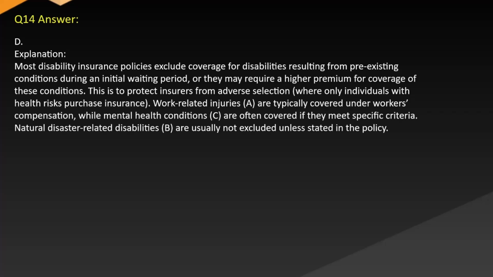Work-related injuries are typically covered under workers' compensation, while mental health conditions, C, are often covered if they meet specific criteria. Natural disaster-related disabilities, B, are usually not excluded unless stated in the policy.